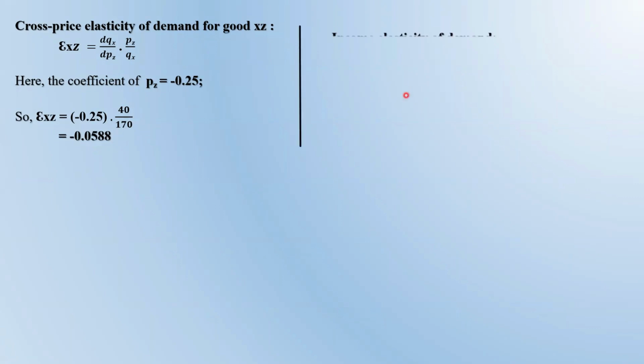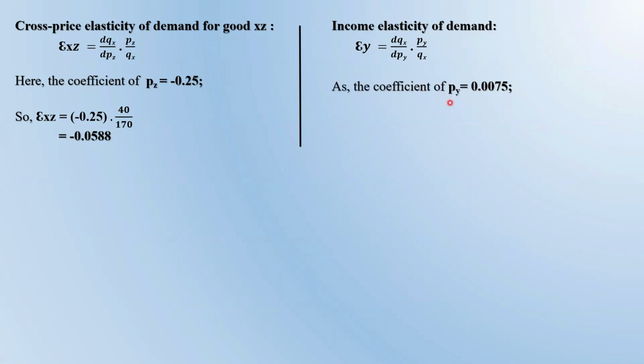Now move to the income elasticity of demand. We know the income elasticity of demand, epsilon y, is equal to the change in quantity of good X with respect to change in income Y, times income Y divided by quantity of good X. As the coefficient of Y is 0.0075, the value of dQx upon dY will be 0.0075. So our epsilon y will be 0.4412.